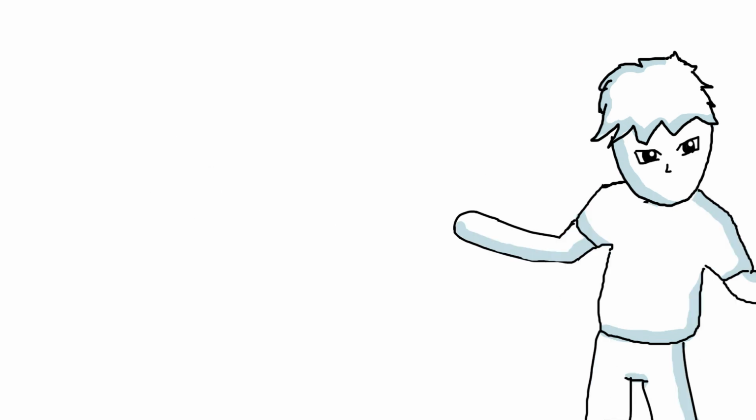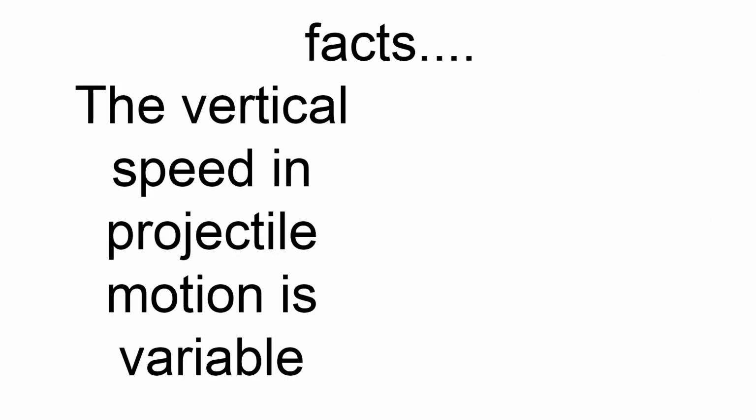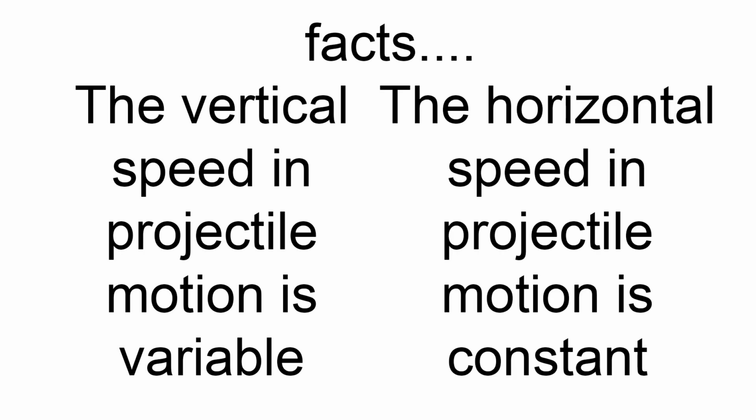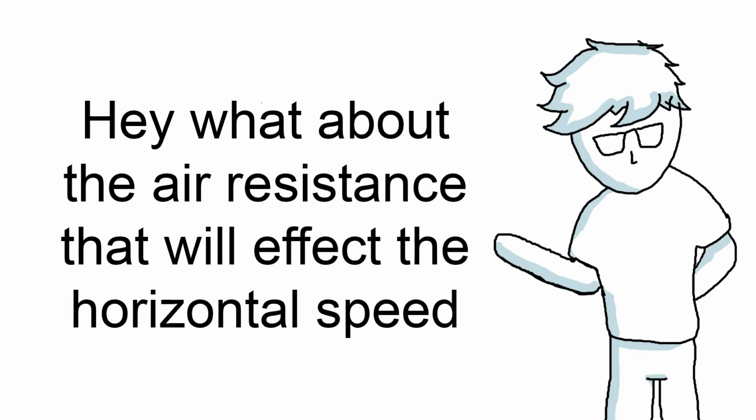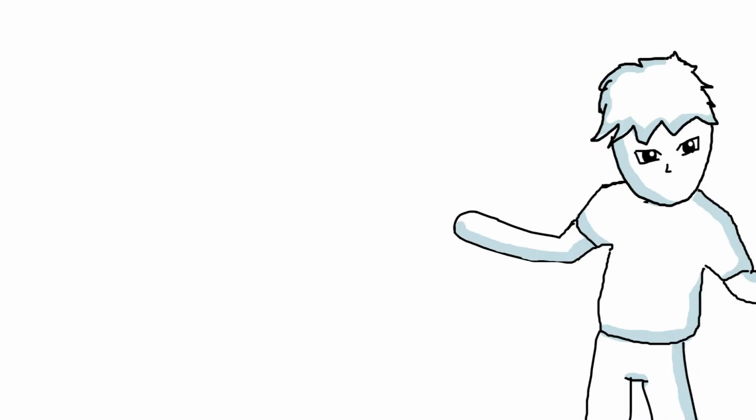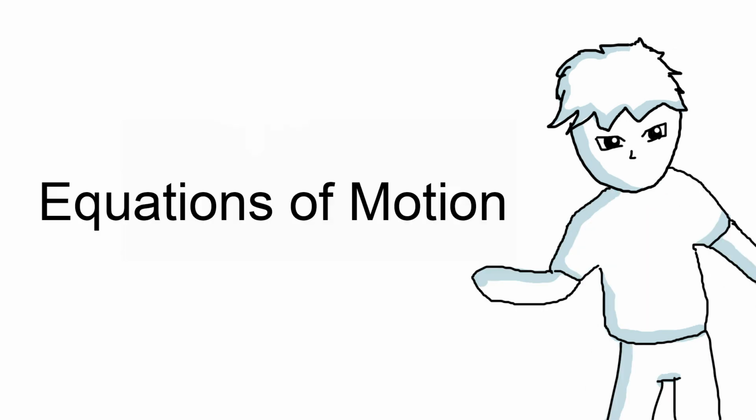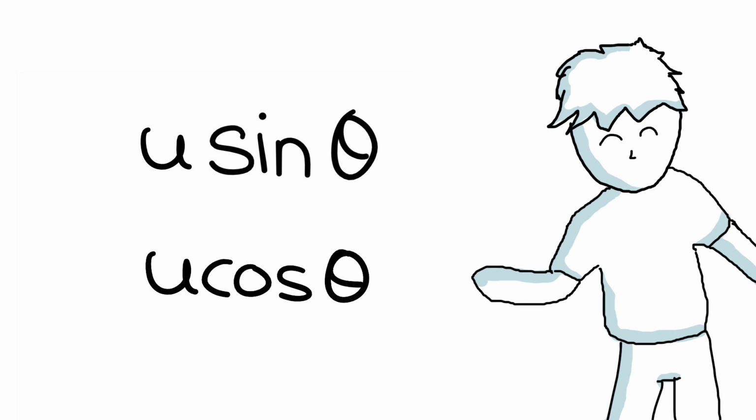Whew, we are very close now guys. A quick fact here. The vertical speed in the projectile motion is variable, whereas the horizontal speed is fixed. That means the only speed which changes is the vertical speed. Alright, thank you Vineet. Normally, we don't take air resistance into account. Now we come to the point where we make use of equations of motion. So now all we have to do is put these values into the equations of motion to make a formula.